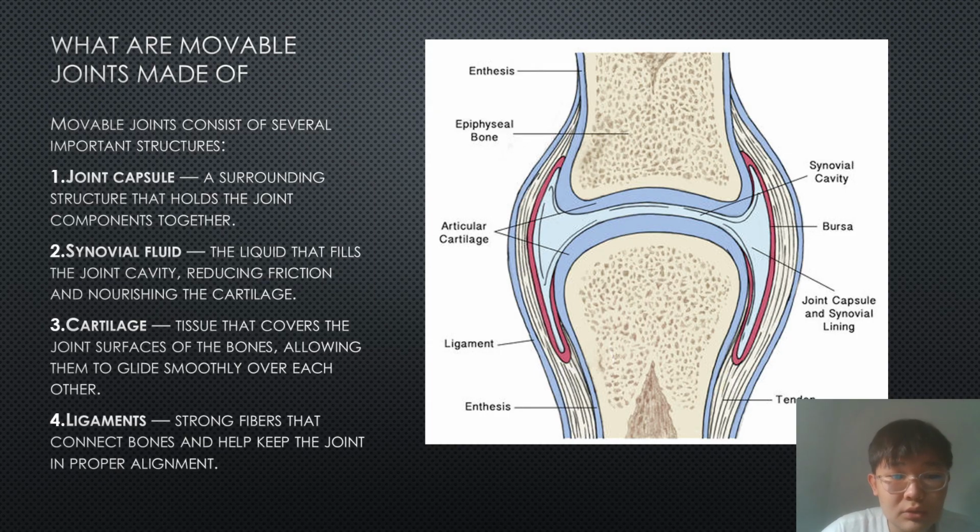Third one is cartilage, tissue that covers the joints and the surface of the bones, allowing the bones to glide smoothly over each other. Ligaments connect bones and ensure stability between the bones.